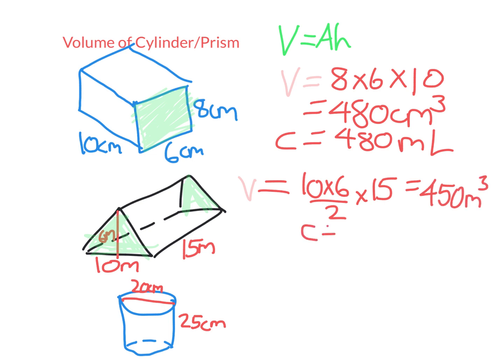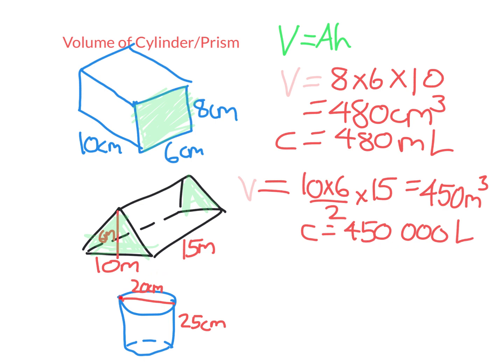If I want the capacity, I'm just going to change it to liters. 1 meter cubed is 1,000 liters, so times by 1,000, this would hold 450,000 liters. This would actually be massive, like the size of a building, which is why it holds so much liquid.